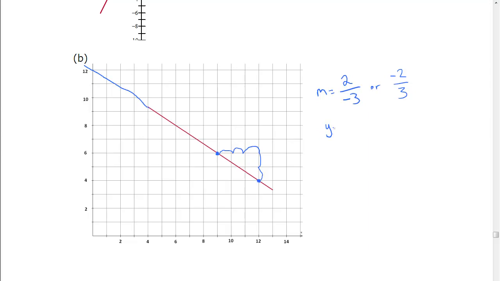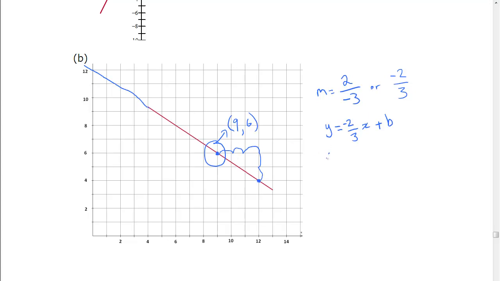Well, we know that y equals -2 over 3 x plus b is the equation of that line. We just need to find that b. Something we do know for sure about the line is this point is on the line. And the coordinates of that point are (9, 6). So when x is 9, y is 6. And we know that's true about the line, so that has to be true in the equation.